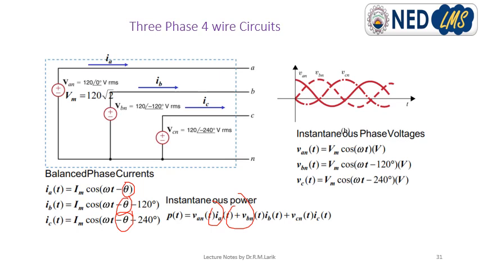So phase, you can see the value, that is the RMS value. RMS means root mean squared value, also called the effective value. What is the RMS value? Root mean squared value.